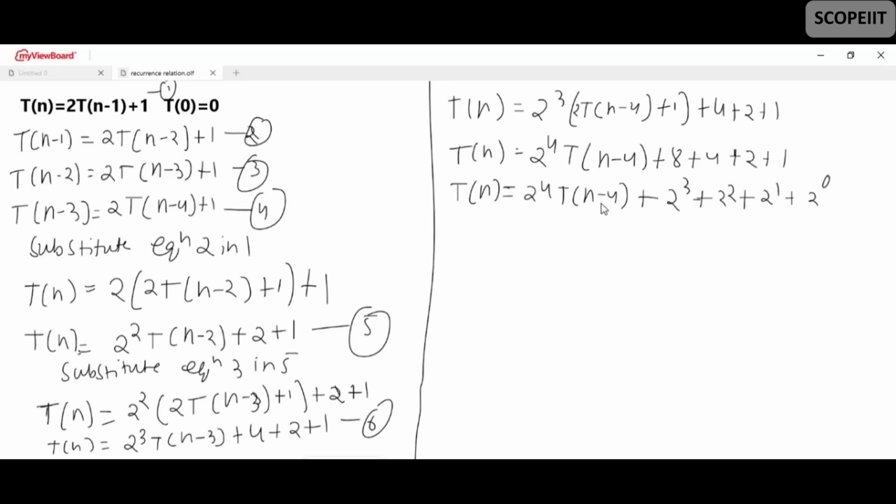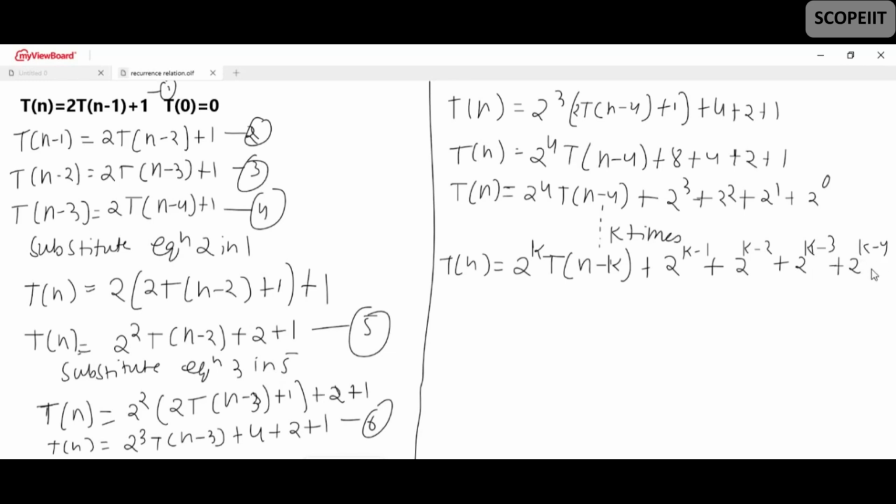Now if I make it k times, the constant k I'll make as 4. So it will become T(n) = 2^k T(n-k), bracket close, plus now 3. Your k is 4, so how to get 3? It will become 2^(k-1), plus how to get 2 from 4? It will become 2^(k-2). Correct? Then to get 1, it will become 2^(k-3). And finally to get 0, it will become 2^(k-4), and so on you can say actually.